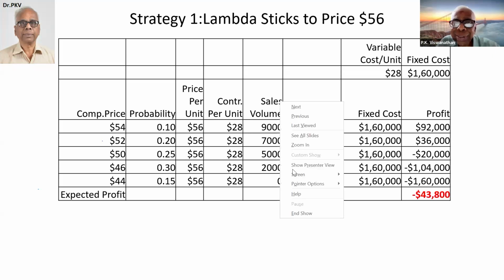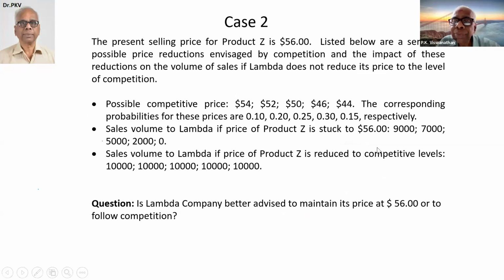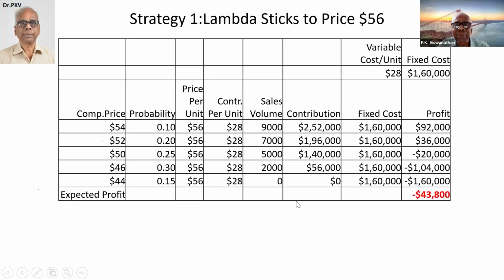How is it? In the very first page, the second page of the case, you can see here, if you are adamant and the competitor sticking to $56, the competitor is 54, it is 9,000, 52, it is 7,000, your volume will fall to 50, it is 5,000, 46, further it will fall to 2,000 and 0. And therefore, I'm plotting it here, ladies and gentlemen.